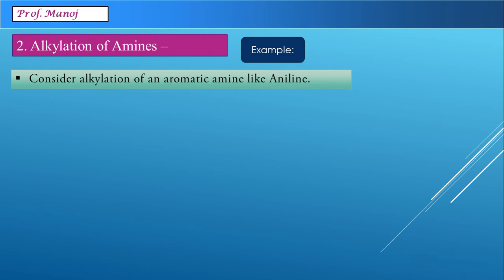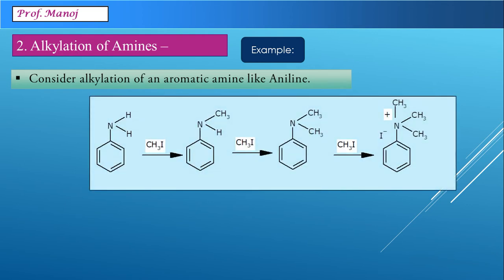Consider alkylation of aromatic amine like aniline. Aniline is shown with a detailed structure here, benzene ring NH2. With first mole of CH3I, first hydrogen is replaced. With second one, second is replaced, and the third is added to form quaternary ammonium salt.